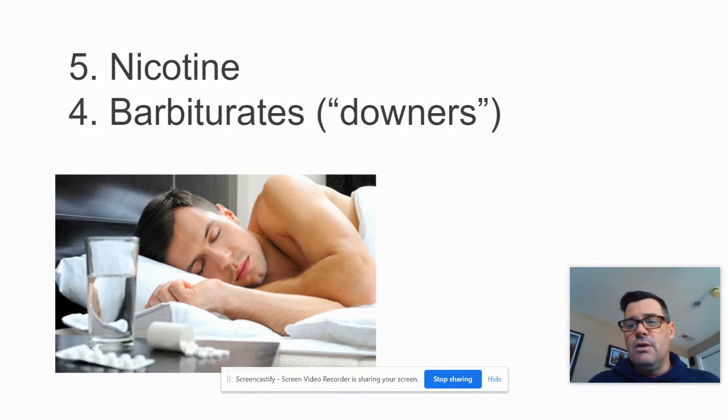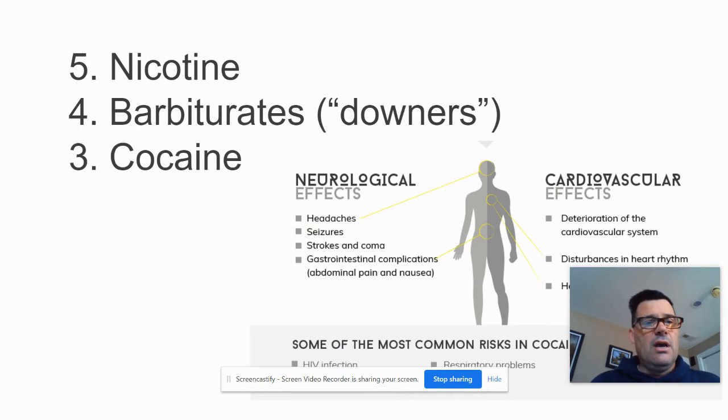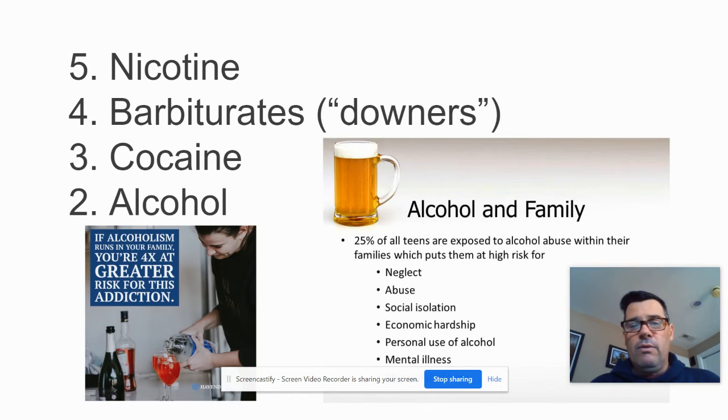4, barbiturates, which are called downers. If you're not familiar with barbiturates, they were a common drug used as a sleeping aid, and the idea is that you take it and you just feel chilled out. They're not as likely to be prescribed now as they were, say, back in the 1950s. 3, cocaine, heavily addictive. Matter of fact, there are people who die on the first usage of it. Very, very addictive drug.